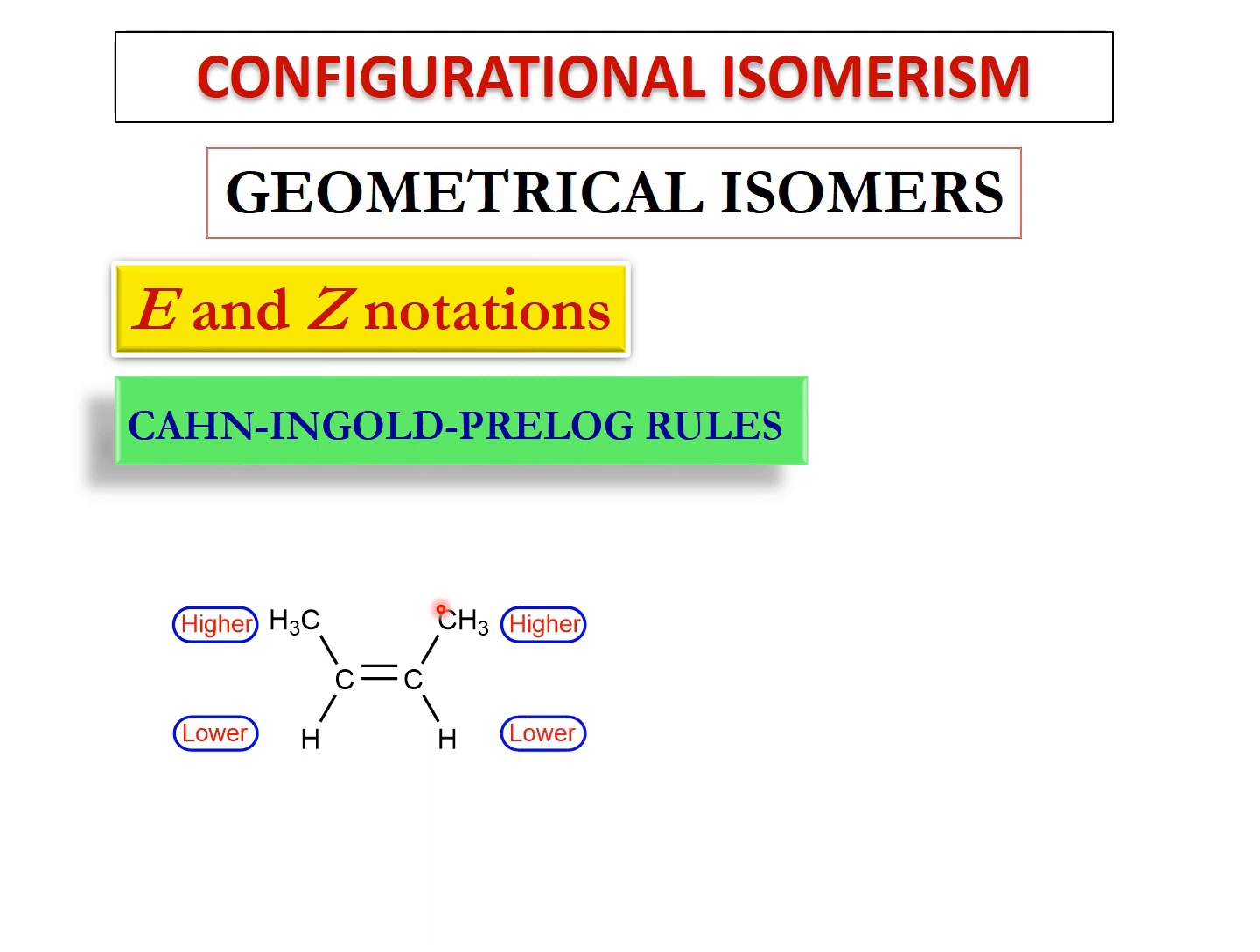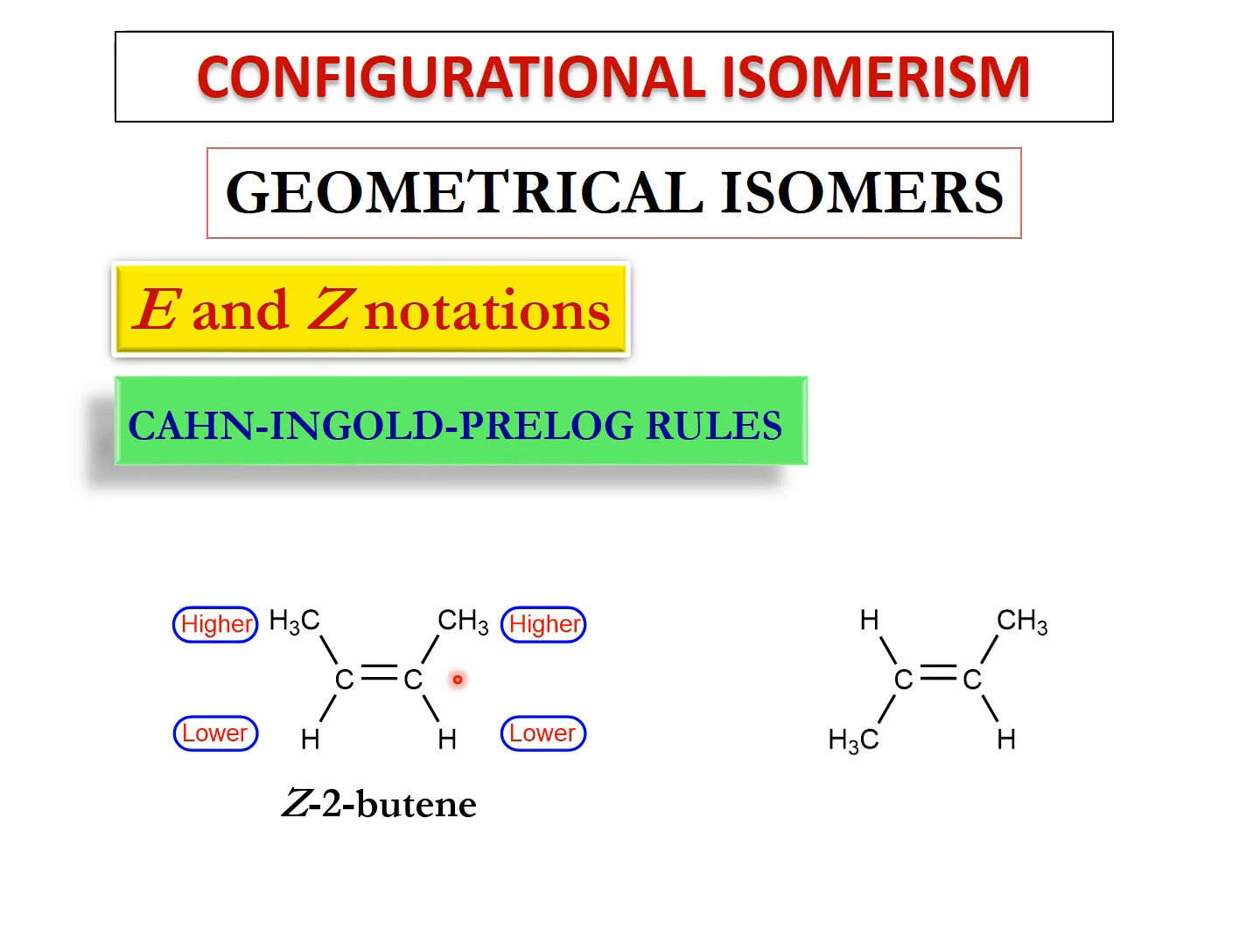So now we have ranked or assigned priorities to all the groups attached to both the sp2 carbon atoms, and now we see the higher priority groups, whether they are on the same side of this carbon-carbon double bond or on opposite sides. So in this case, both of the higher priority groups are on the same side of the carbon-carbon double bond. That is why the geometry is Z in this case. So this is a Z-2-butene.